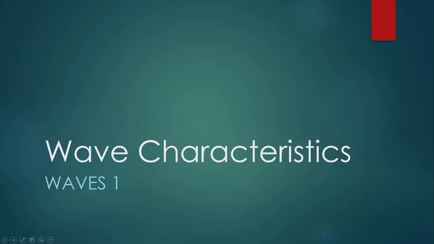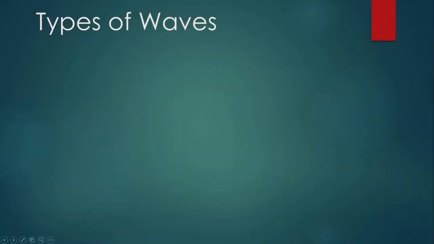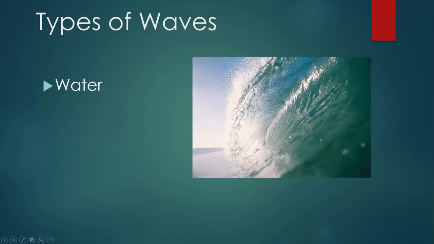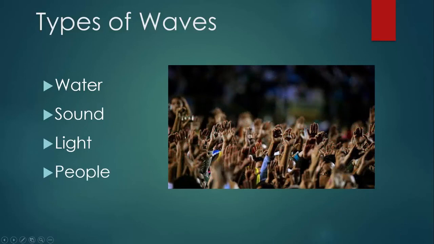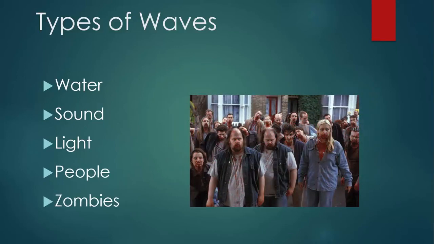This lesson is about wave characteristics. There are many different types of waves. We have water waves, sound waves, light waves. People make waves at a sporting event, and even zombies come in waves.